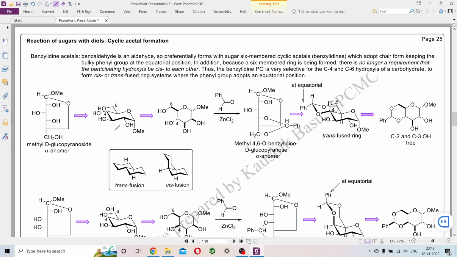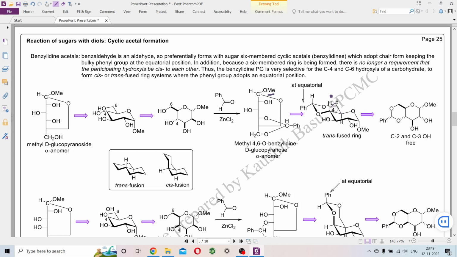The chair form demonstrates that you have C4 and C6 placed in a 1,3 manner, and you can form a benzylidene derivative there where zinc chloride is being employed as the catalyst. So you have possibly acetalization here. This is the methyl 4,6-O-benzylidene D-glucopyranose taken as alpha anomer, and phenyl, as you can see, we have placed it in an equatorial fashion. It is difficult to see here, but if you draw the chair form, phenyl is placed here, and the ring junction is trans.